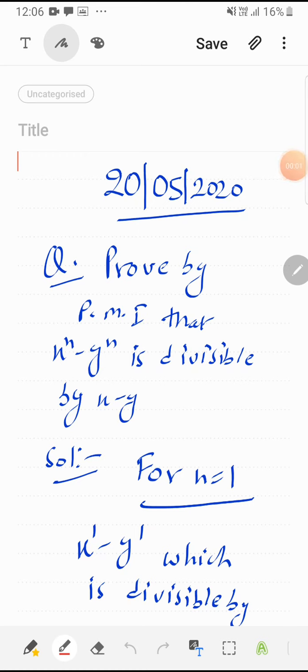Today we are going to discuss some practice problems based on PMI. So the first problem is: prove by PMI that x raised to the power n minus y raised to the power n is divisible by x minus y.